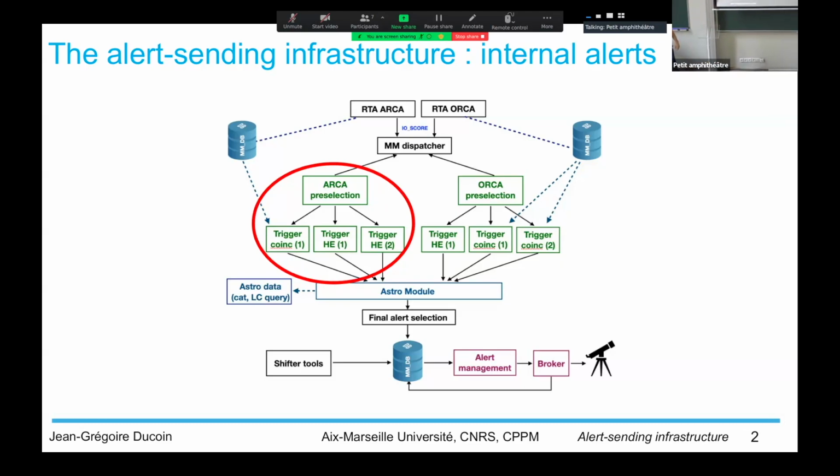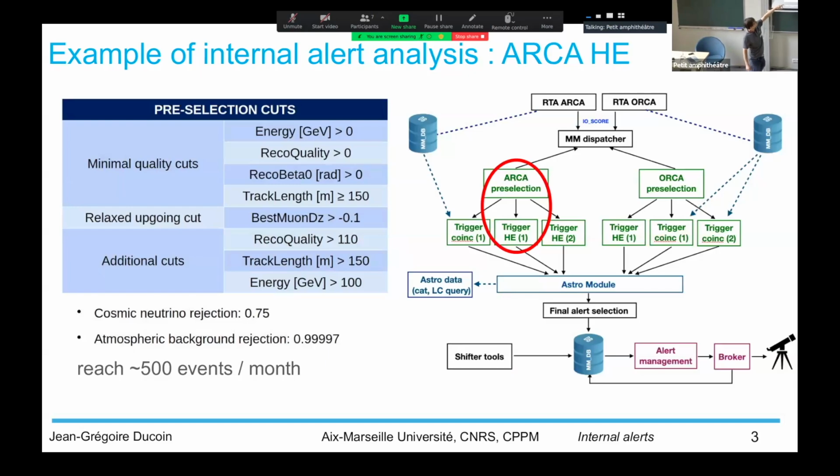So here I will present a specific selection which is for high energy neutrinos. It starts with a pre-selection of our data, because we have a flow of real-time analysis that gives us a lot of neutrino candidates. The first step is to reduce that in order to remove the atmospheric background. So you can see here an example of the pre-cut selection that we will probably implement in the near future.